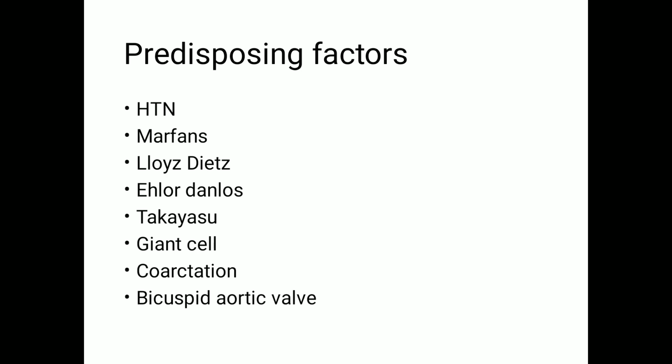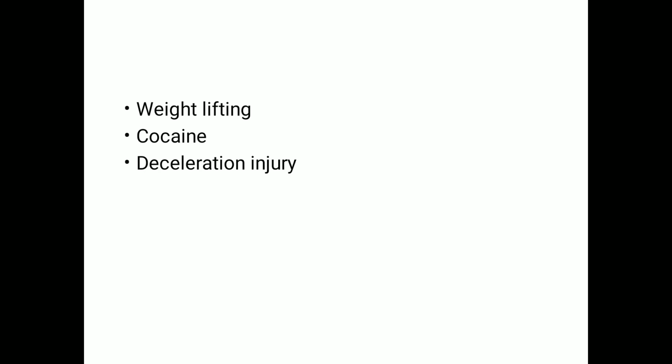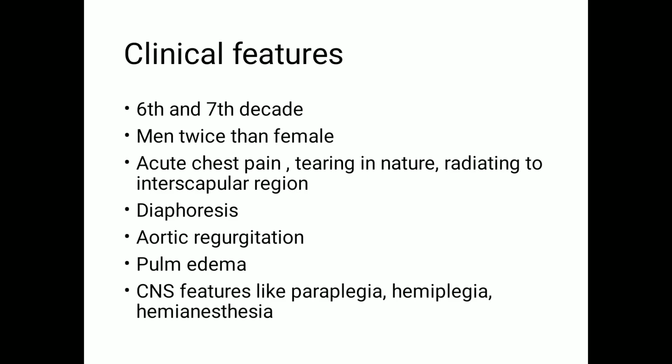Predisposing factors: hypertension, Marfan syndrome, Loeys-Dietz syndrome, Ehlers-Danlos syndrome, Takayasu's arteritis and giant cell arteritis, coarctation of aorta, bicuspid aortic valve, weightlifting, even weightlifting can cause dissection, and cocaine use and deceleration injury. An acute deceleration can produce an intimal tear.